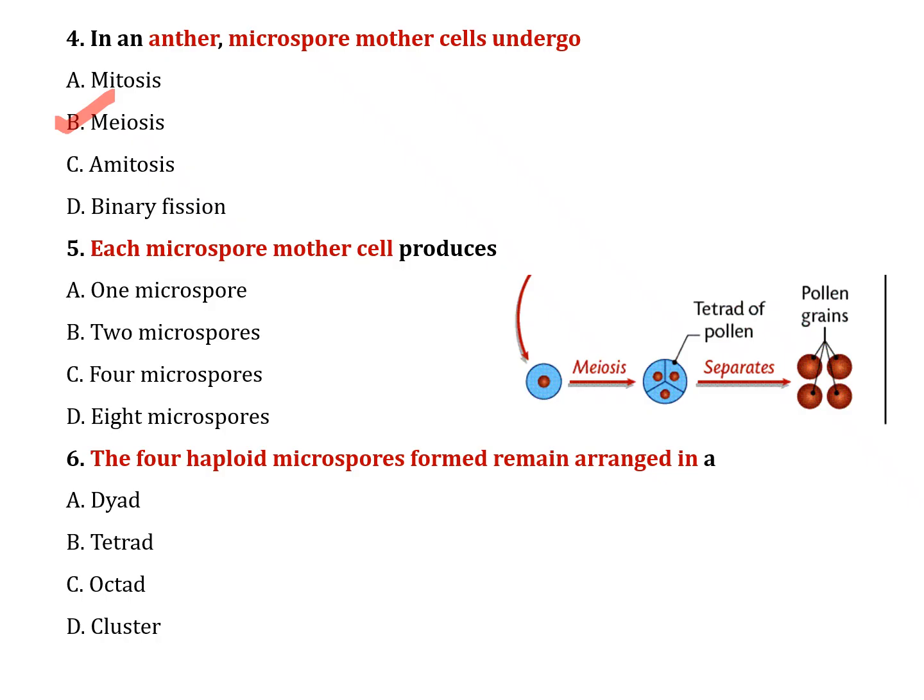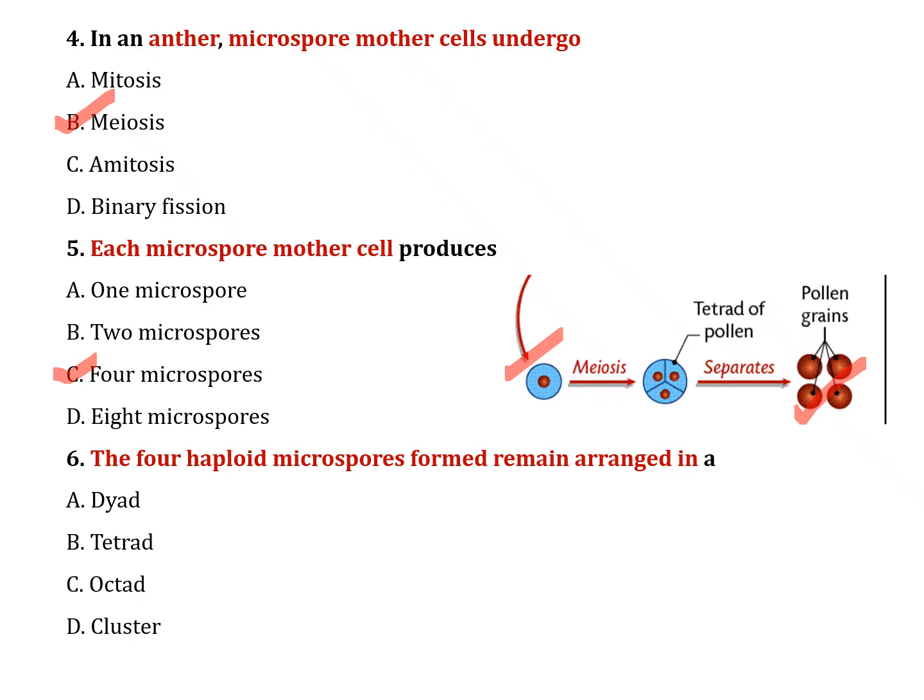The next question number 5. Each microspore mother cell produces option A 1 microspore, option B 2 microspore, option C 4 microspore, option D 8 microspore. Correct answer is option C 4 microspore. This is a microspore mother cell which undergoes meiosis to form 4 pollen grain.